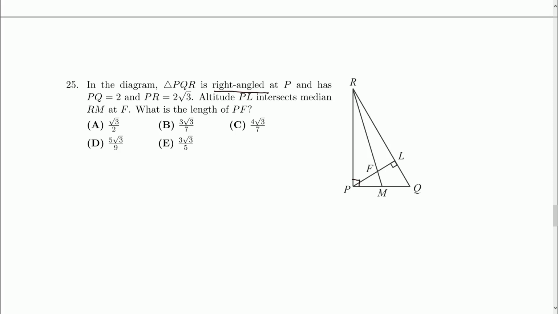And PQ is 2, PR is 2 root 3, altitude PL intersects median RM, so median means these are midpoints there. So PL is an altitude, so it's the height of this triangle, and they intersect at F. What is the length of PF?